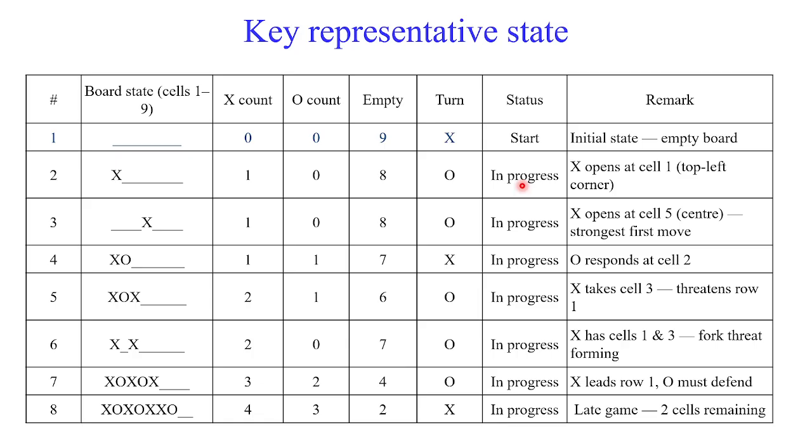Now, suppose X opens at cell 5, the center. This is widely considered the strongest first move because it participates in 4 of the 8 winning lines: a row, a column, and both diagonals. It's the middle.